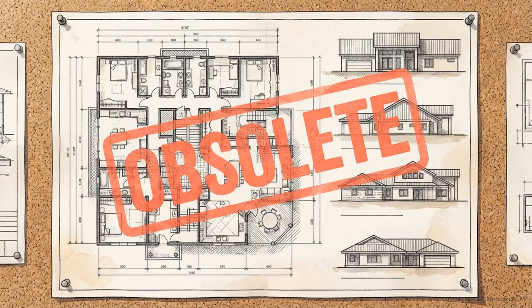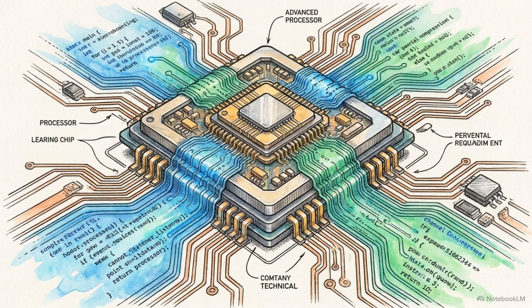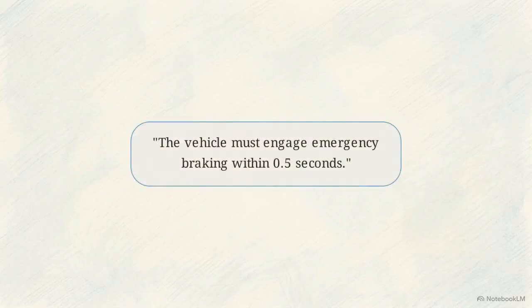Systems engineering is moving away from passive diagrams. With SysML version 2, engineers can now write the entire architecture as machine-readable code, creating a system-as-code environment that a computer can actively interpret. Safety requirements are no longer simple paragraphs in a specification.